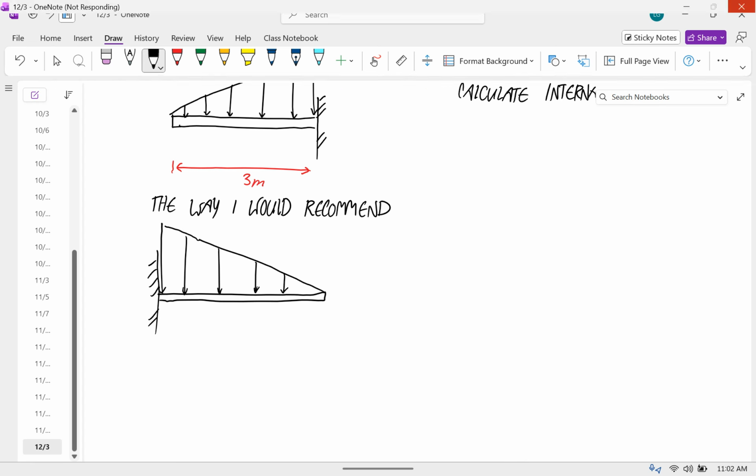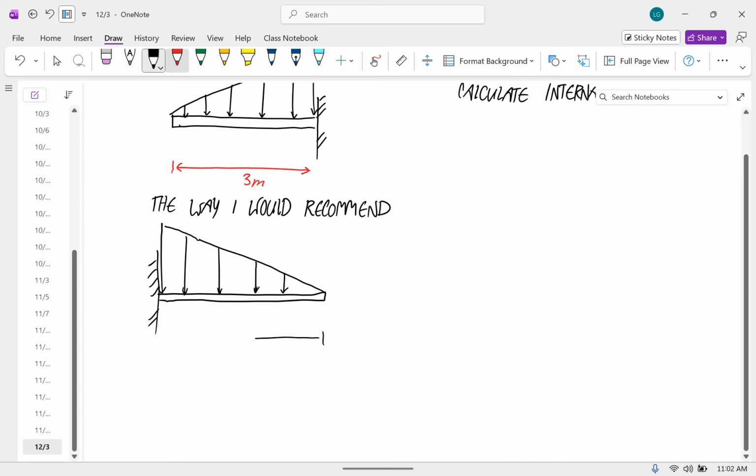Does the cut necessarily have to be from the left? I would always do it from the left, but it doesn't have to be.